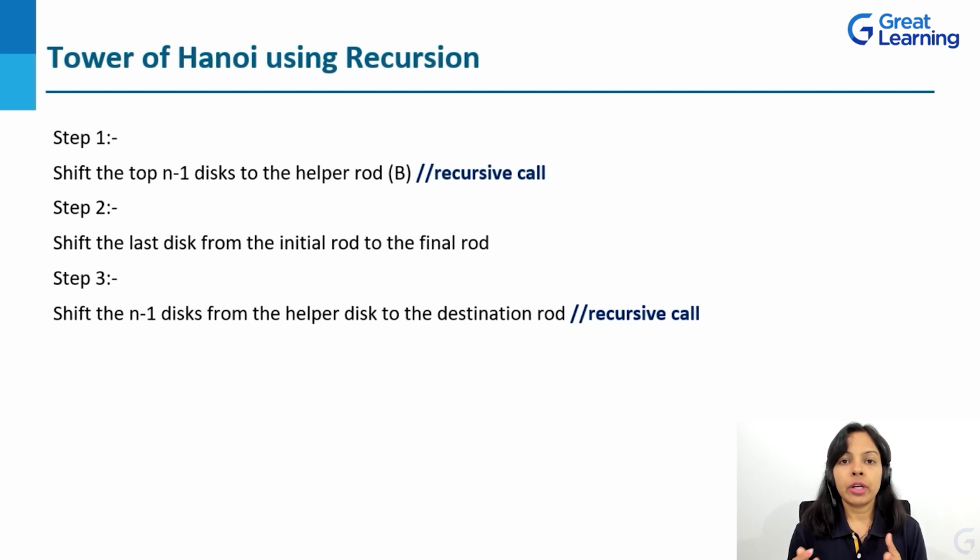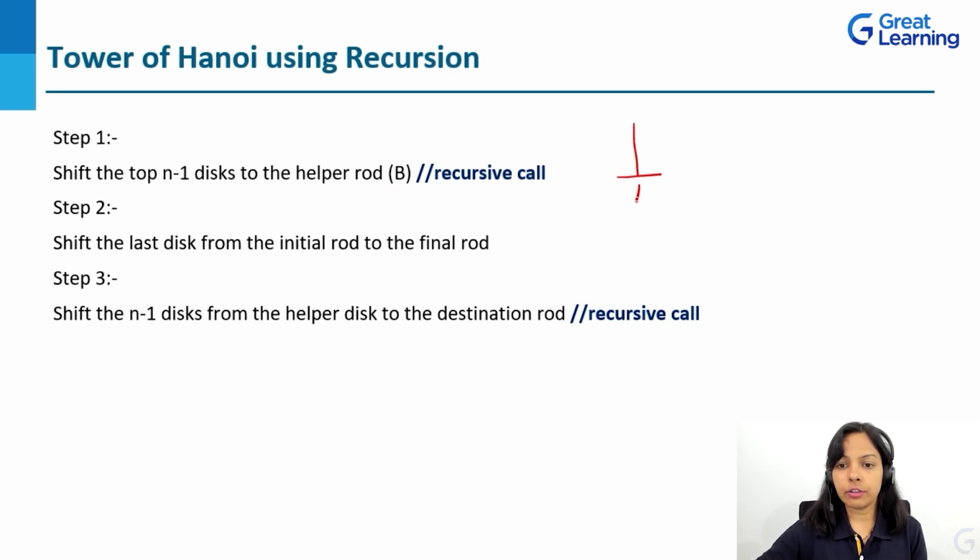Okay, so now you have to understand what steps are being repeated, at what point of time the Tower of Hanoi problem becomes a repetition of the previous steps. And if you understand that, then you can do the coding in any language with the help of the concept of recursion. Okay, so to understand that, the first step of the algorithm says that you have to shift the top n-1 disks to the helper rod. That is the middle rod, that is your B.